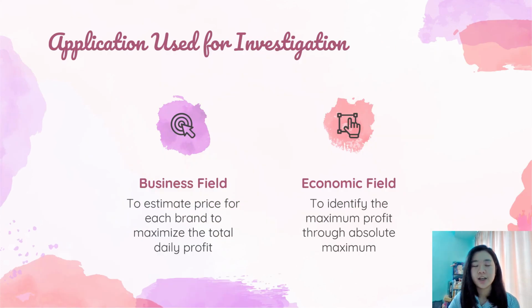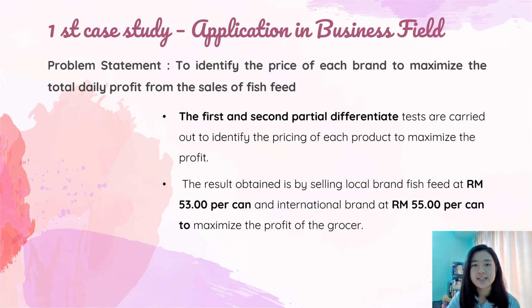Investigations about the application of optimization related to the business and economic fields were conducted as our case studies, to understand how optimization plays an important role in identifying the output in the marketplace to maximize profit, reduce loss, and properly arrange the production cost of the product. In the first case study, which is the application in the business field, the problem statement is to identify the price of each brand to maximize the total daily profit from the sales of fish feed.